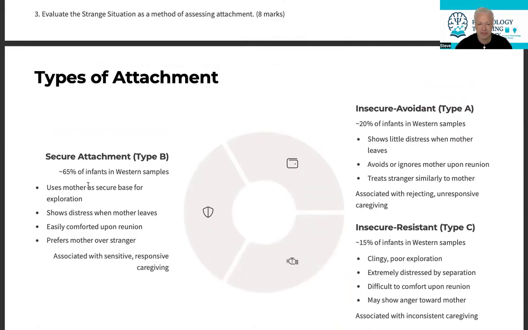So in type B, secure attachment, they use the mother as a secure base, show distress when the mother leaves, easily comforted on reunion, and prefer the mother over strangers. And this is associated with a sensitive, responsive caregiver.